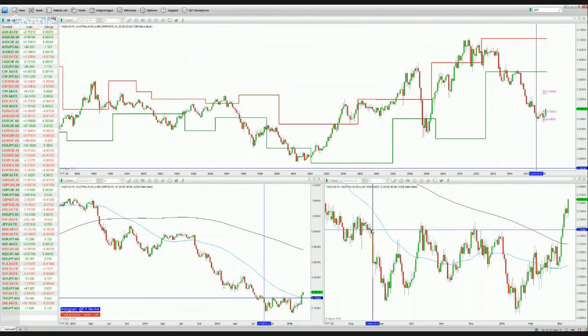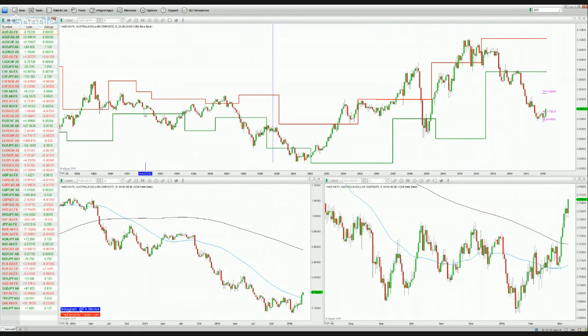Remember the philosophy of the trend is your friend. So a trend can remain in play for months at a time. So you want to keep on compounding and taking the trend for everything that it has when those trends appear.